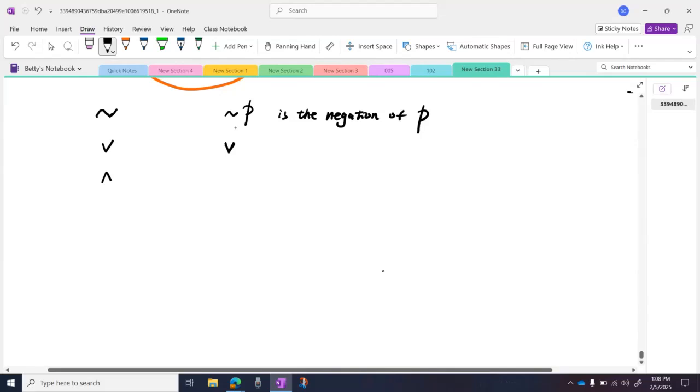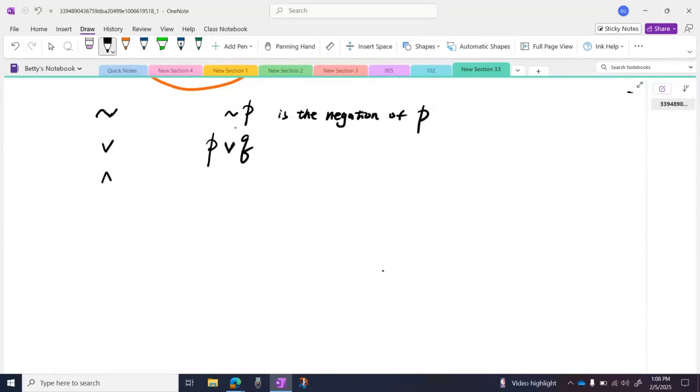If we use this connective to connect two statements, P and Q, we have a disjunction. This disjunction means P or Q. And how do we understand P or Q? The or here is the inclusive or. P or Q means either P or Q or both, right? And if we use this connective to combine two statements, then we have a conjunction. Conjunction means P and Q, both.